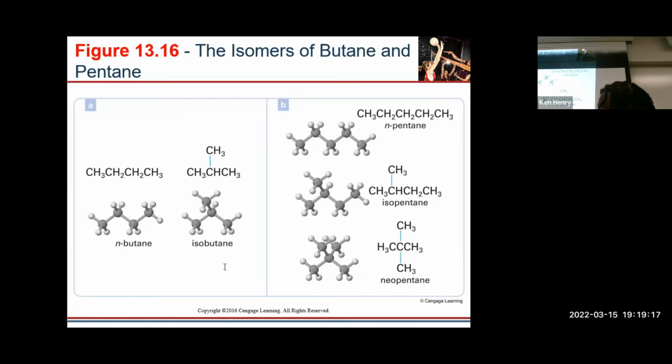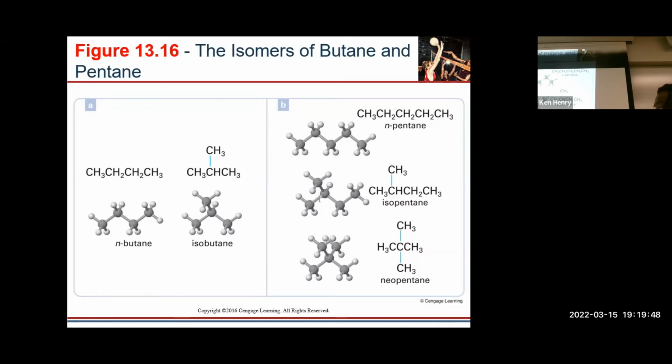So "n" basically means that it's going to be in a line, right? If it's just linear, like carbon, carbon, carbon, carbon in a line, then it's considered n-whatever it is. So in this case, n-butane. Here, this is n-pentane, or we would just call it pentane.